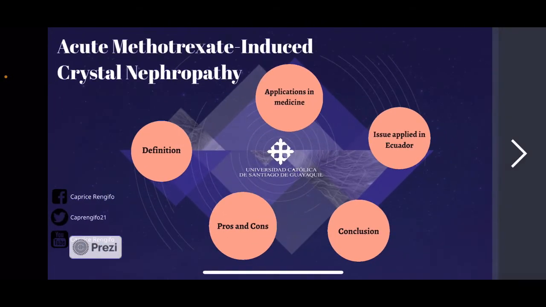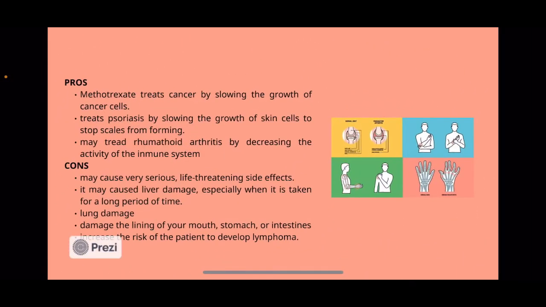Pros and cons. Pros. Methotrexate treats cancer by slowing the growth of cancer cells. Another one is it treats psoriasis by slowing the growth of skin cells to stop scale from forming. And the last one, it may treat rheumatoid arthritis by decreasing the activity of the immune system.